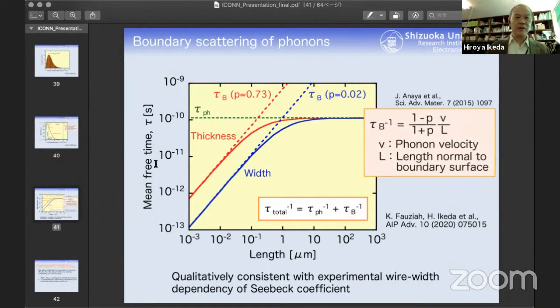And we calculate the mean free time of the phonon. In the thickness case, the thickness of the material does not influence the mean free time so much compared with the width. This result is also qualitatively consistent with the experimental data, but there is a discrepancy in the value around here.